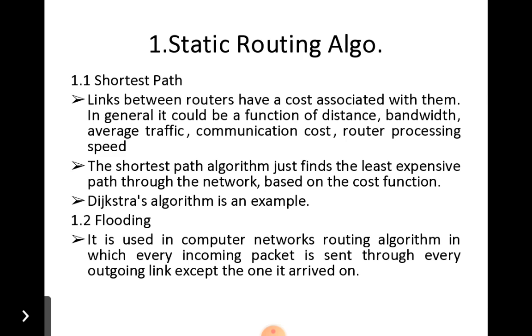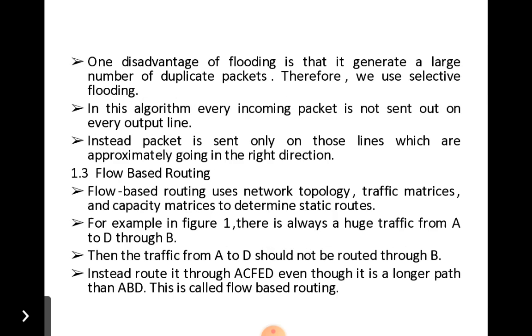Second type of static routing algorithm is flooding. It is a computer network routing algorithm in which every incoming packet is sent through every outgoing link except the one it arrived on. One disadvantage of this algorithm is that it generates a large number of duplicate packets. Therefore, we use selective flooding. In this algorithm, every incoming packet is not sent out on every output line.